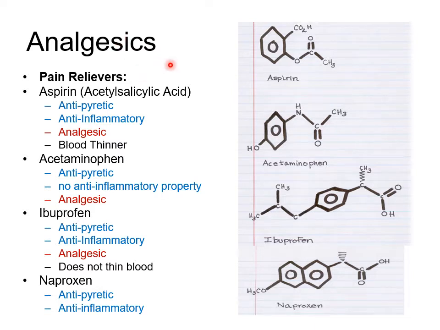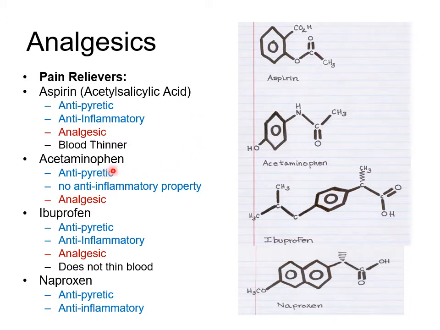You can see here aspirin has antipyretic properties, meaning that it reduces fever. It is also an anti-inflammatory, an analgesic, of course, and it is a blood thinner. And this is the structure for aspirin, or acetylsalicylic acid.